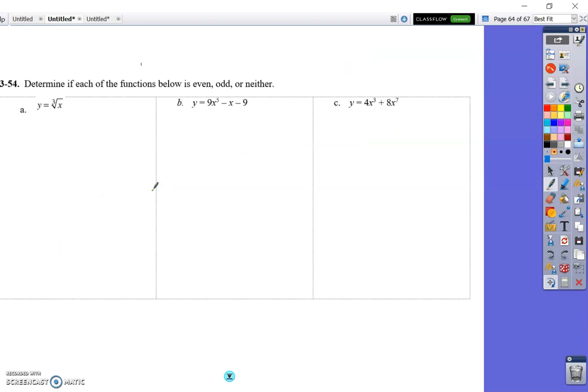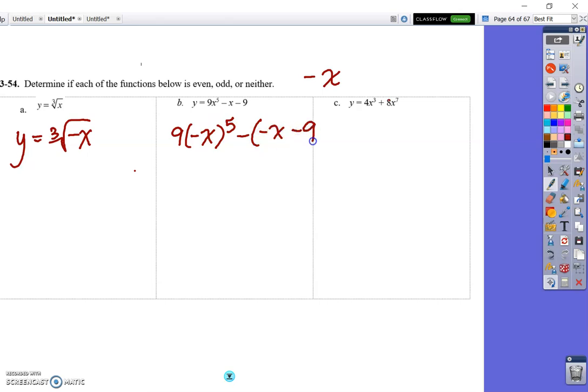Then this one, even, odd, or neither. We're going to do this by plugging in negative x and seeing if it's the same or different. So y equals the cube root of negative x. We'll come back to looking at what that is. 9 times negative x to the 5th, minus x times negative x, minus 9. And remember, it has to be the exact opposite to be odd. So this one I'll come back to. I'm going to leave you to do C by yourself.